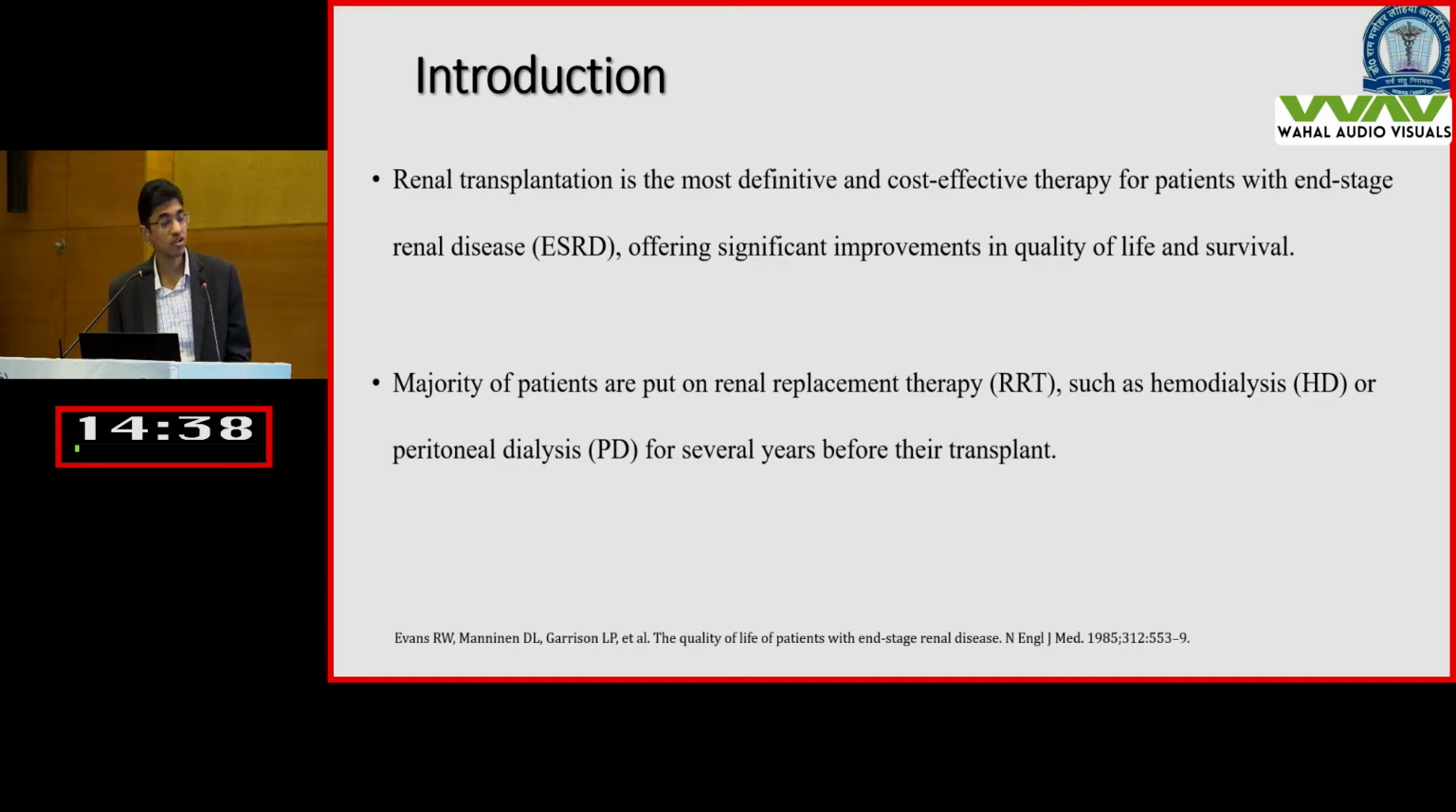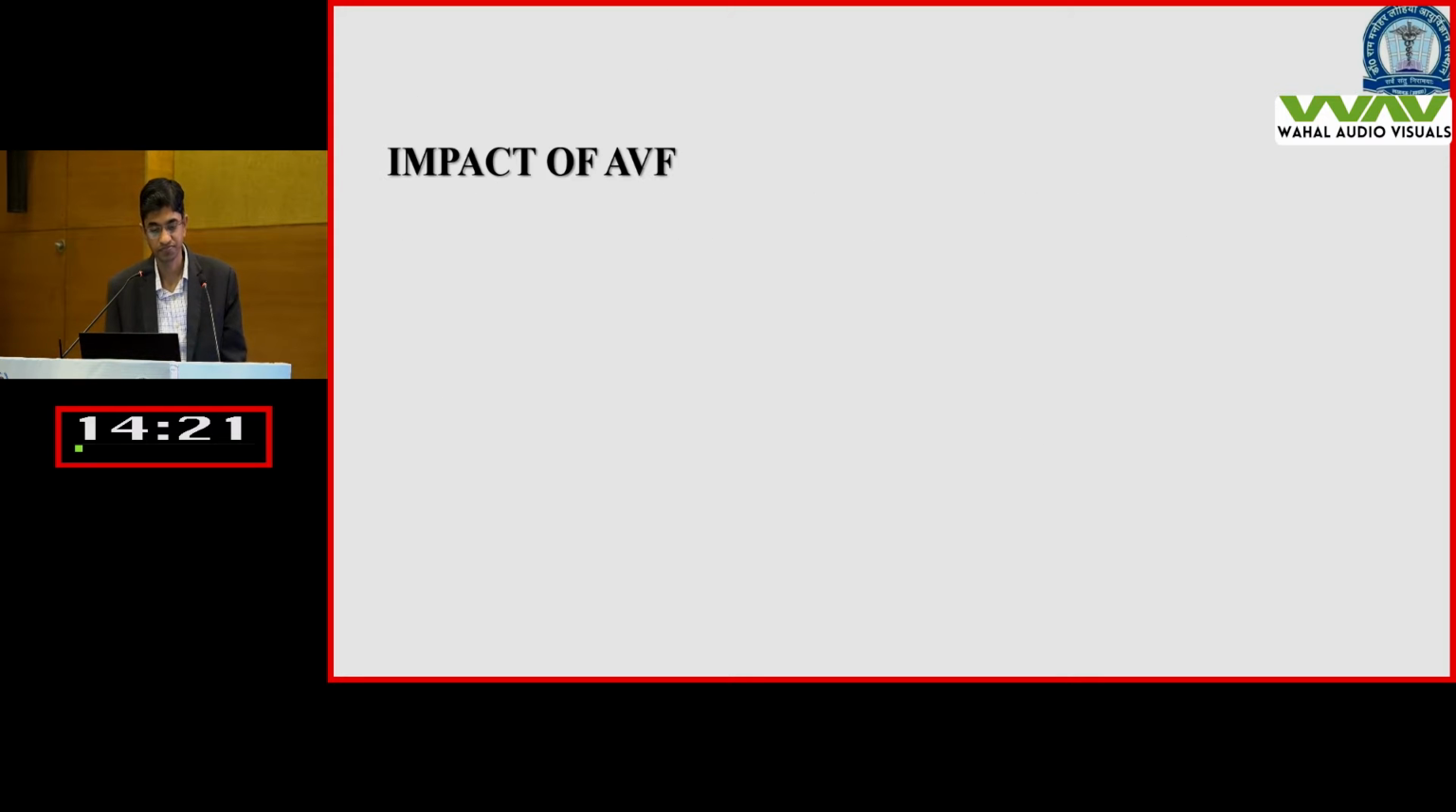We all know that renal transplant is the most definitive and cost-effective option when compared to keeping patients on dialysis. But we are all aware that patients are on RRT in the form of dialysis, HD or PD, before they are taken for transplant. So first, we can discuss fistula, one of the most common entities used for hemodialysis. What does a fistula do to our body?